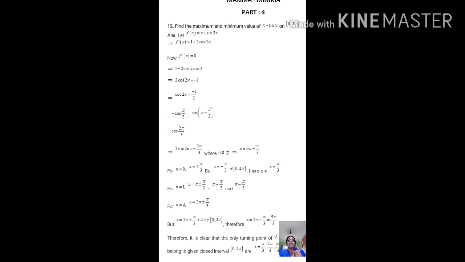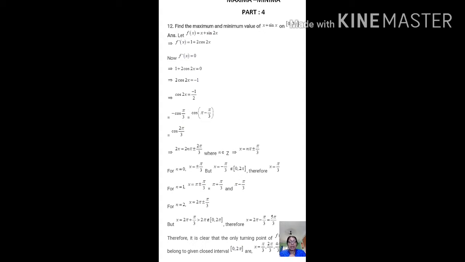Next, in this x equal to n pi plus or minus pi by 3, we have to put n equal to 1. So pi plus or minus pi by 3, so there we are getting two values. One is pi plus pi by 3, another one is pi minus pi by 3. So from here what are the values we are getting?